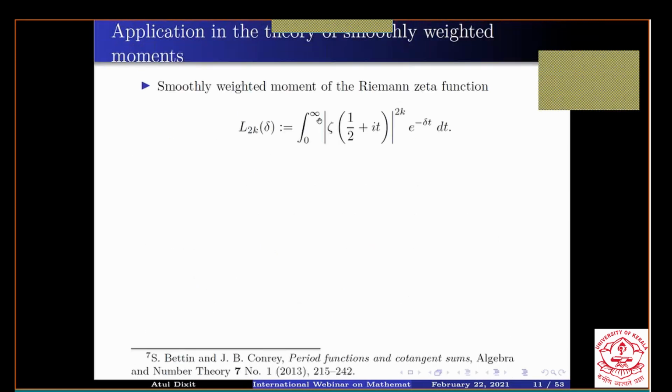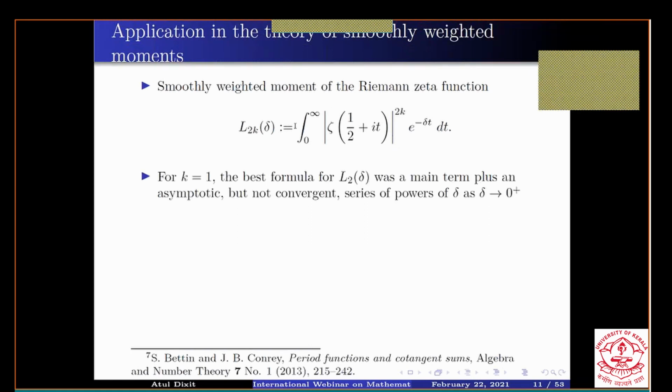Now, one also studies this smoothly weighted moment of the Riemann zeta function, wherein you put this e raised to minus delta t, okay, and you let delta tend to 0 plus. Once you put this dampening factor, exponential decay is achieved, and so things become slightly simpler. But then you want to let delta tend to 0 plus from outside, and look at the asymptotic estimate. So for k equal to 1, there is a formula for L2 of delta, which consists of the main term plus error term, and you can also write it as an asymptotic series, but it is not a convergent asymptotic series as delta tends to 0.